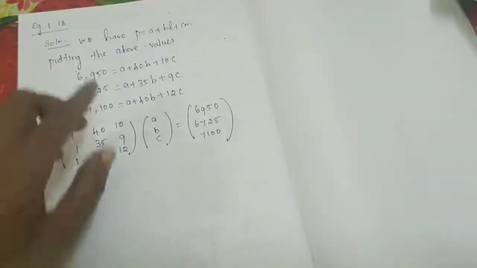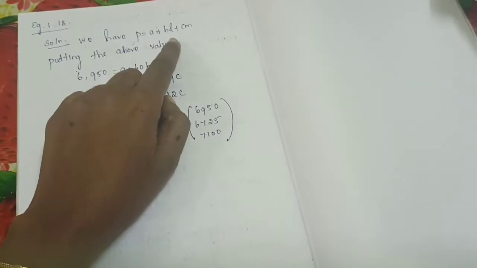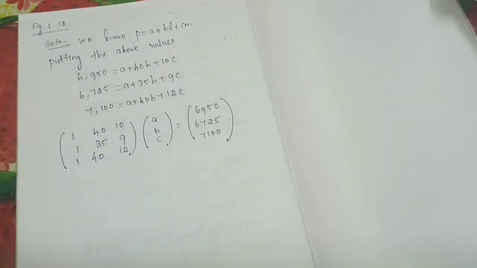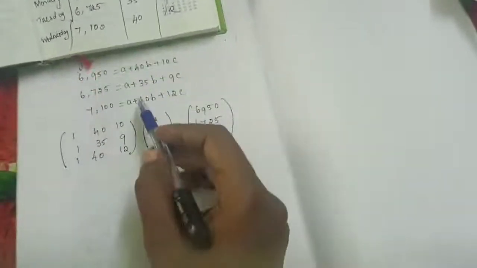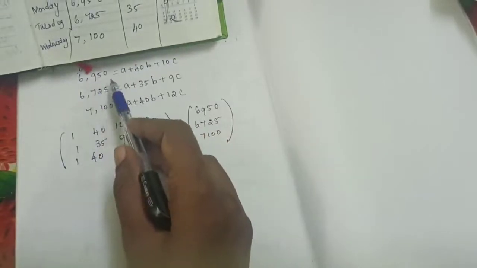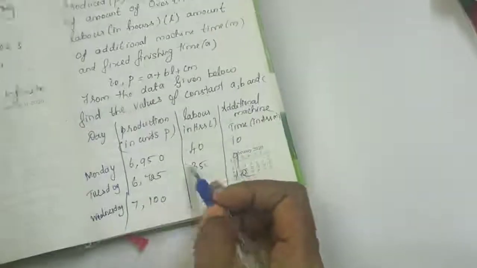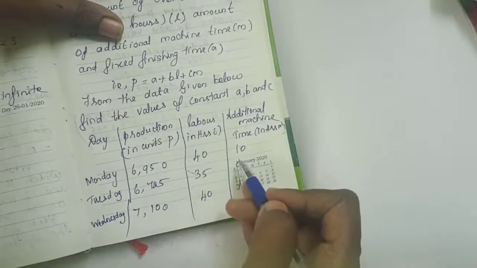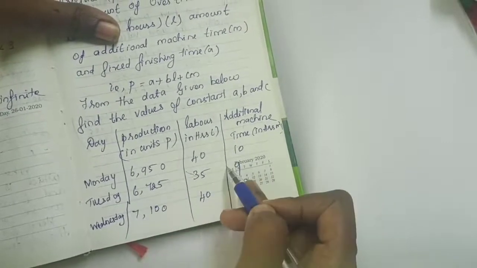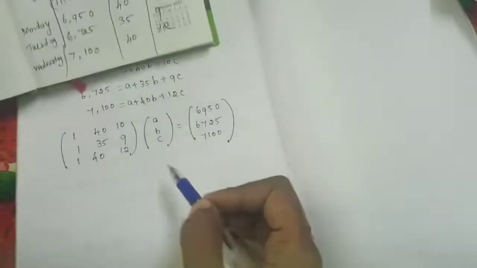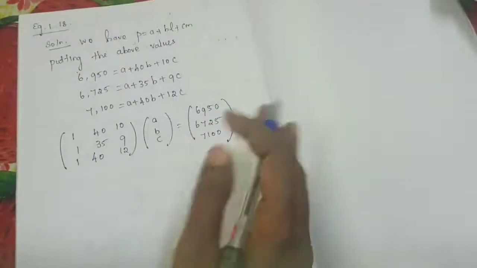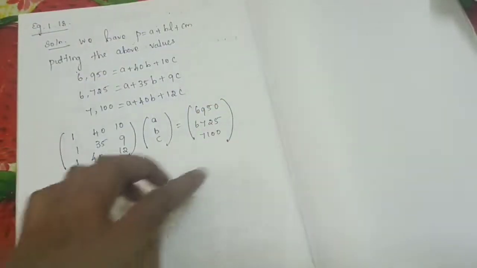Understand? Okay. We have P is equal to A plus BL plus CM. That's given in the question. Next, one tabular column is given in your question. From the tabular column, we have formed these 3 equations. 6950 is equal to A plus 40B plus 10C. The next ones we have formed from here. So L means that is B value. So from that we have formed the 3 equations. Understand? 3 equations. Then as usual we will write in the form AX equals B.